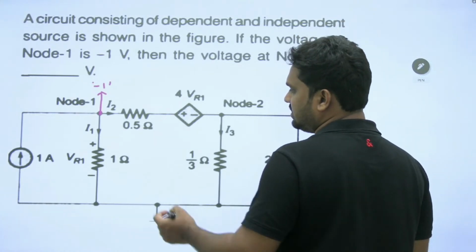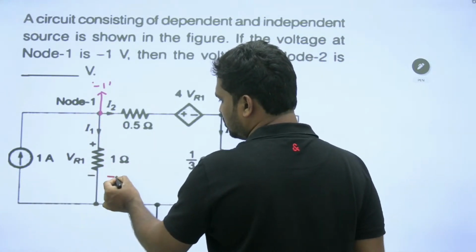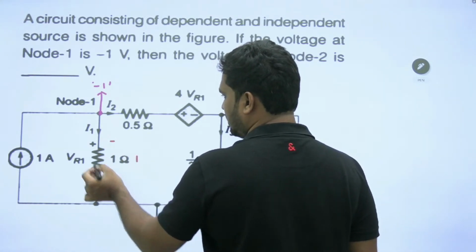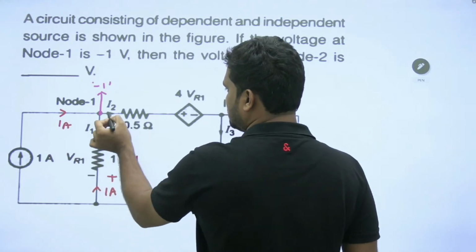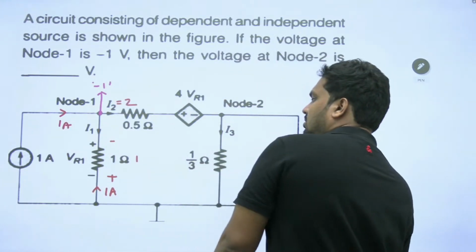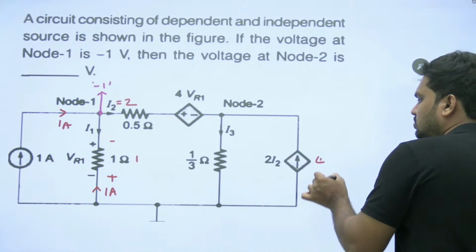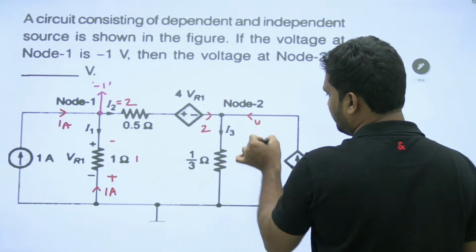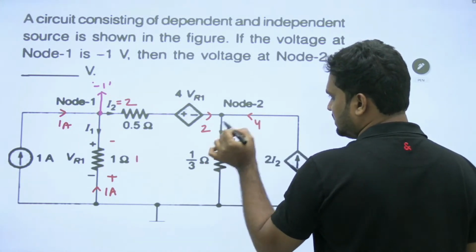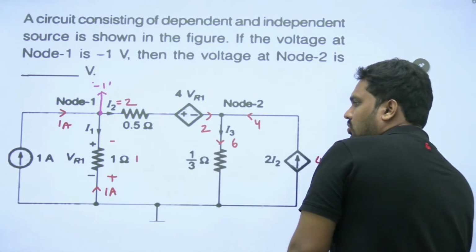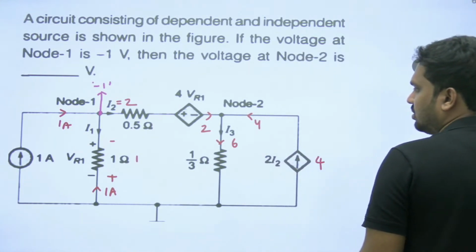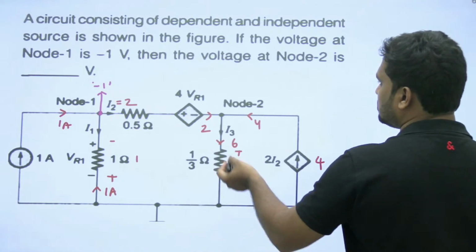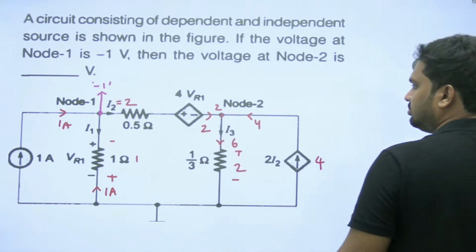Listen, if this is -1, it means the polarity should be like this. So in this direction you are getting 1 ampere. Then this current will be 2 amperes. So I2 is 2, this will be 4 amperes. So this is 2, this will be 4, then this will be 6 amperes. Okay, so listen here. What is the examiner's question? 6 into 1 by 3 will be 2. So the node voltage you will be getting is 2.